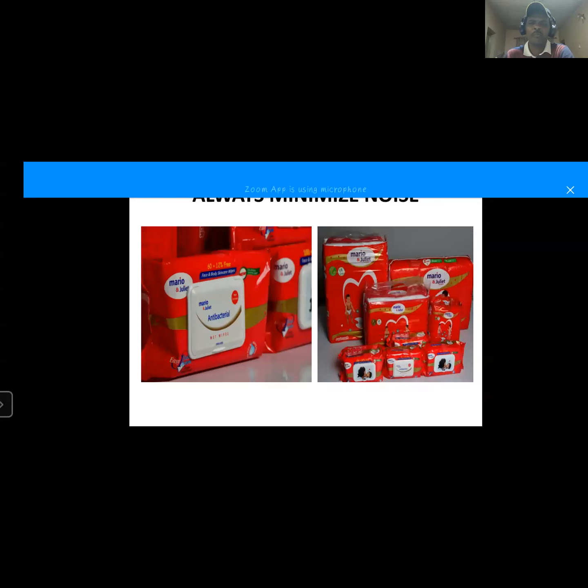Okay, the same Maria and Juliet wipes. Please, to actually explain this, I was the brand manager, the head of marketing for the Maria and Juliet brand when it entered Nigeria. So this picture on the left, when you're looking at it, you are focusing on Maria and Juliet antibacterial wipes.